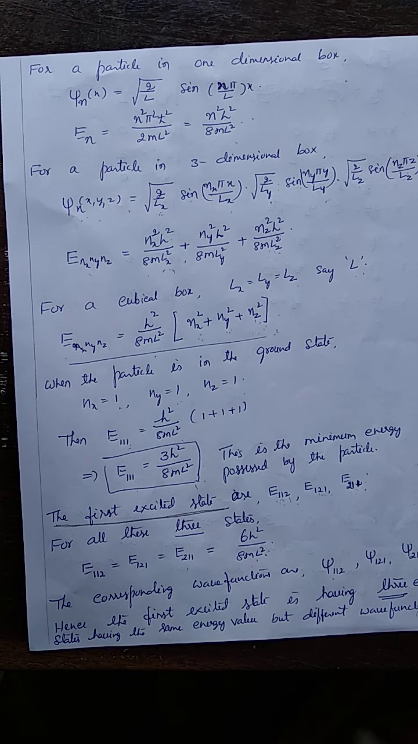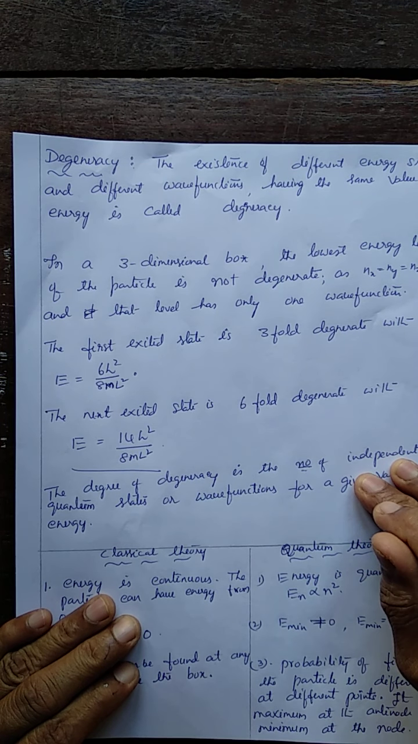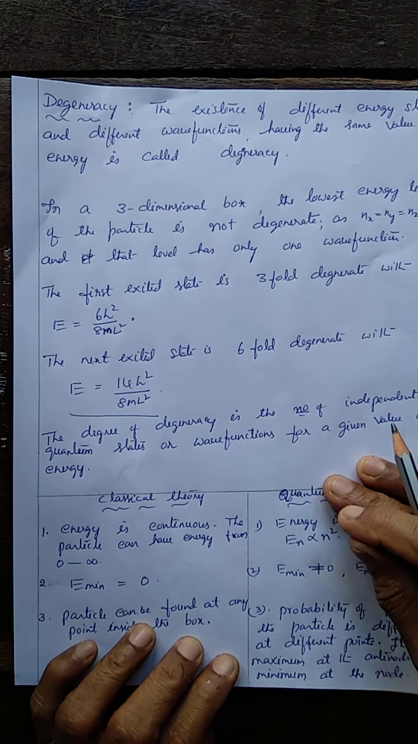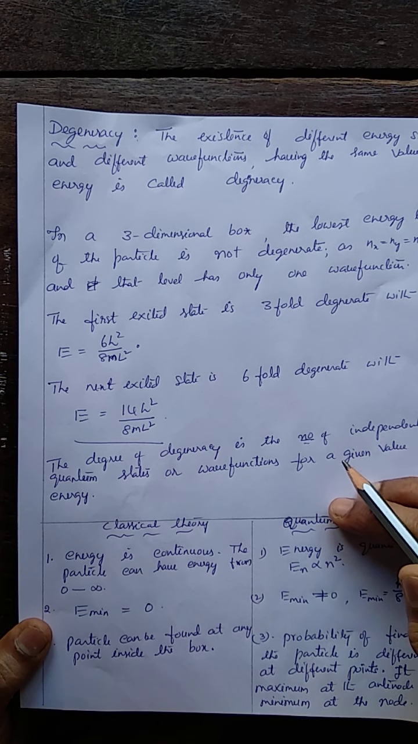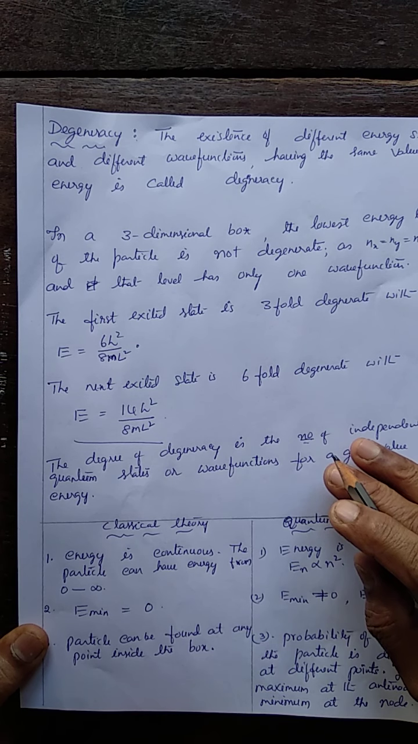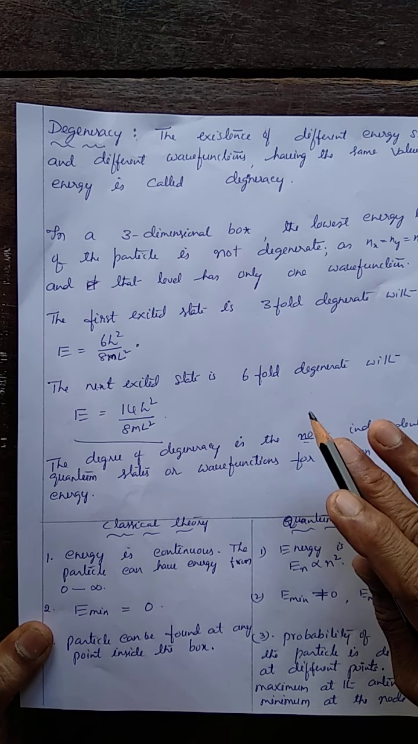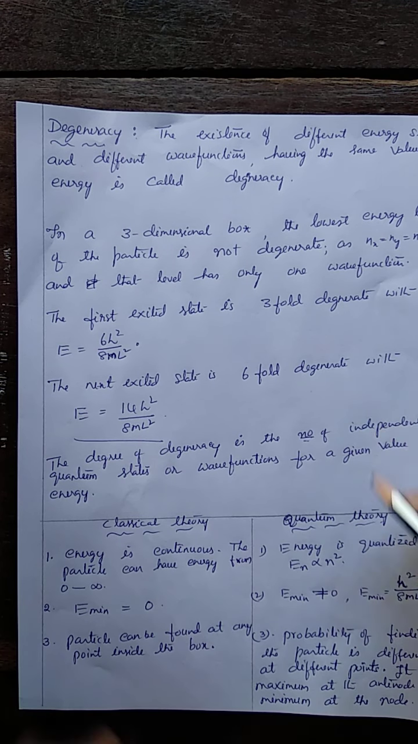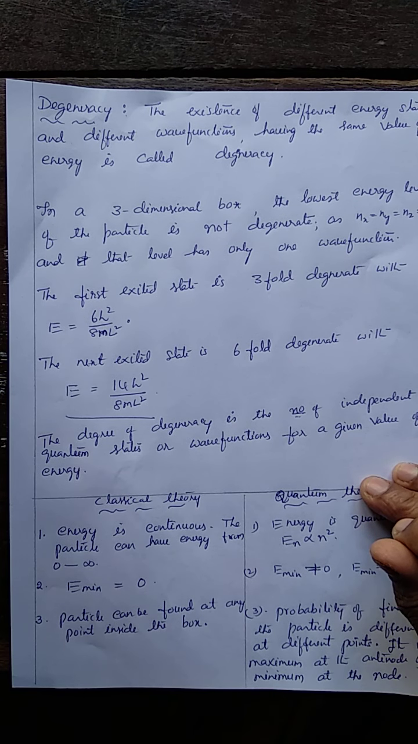Degeneracy means the phenomenon in which different energy states exist, having different wave functions, but the energy value remains the same. It is the existence of different states corresponding to a given energy level. Here, in the example, we considered the excited state 2. For that, there exist different states having the same energy value, but the wave functions are different. This is called degeneracy.